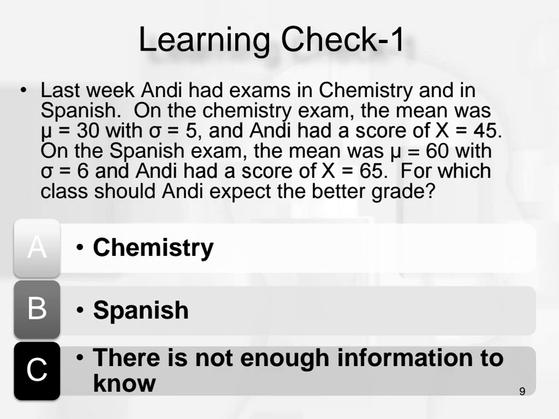All right, now for our learning check, we're going to go ahead and try this problem. And I'm going to give you a couple minutes to solve this. So last week, Andy had exams in chemistry and in Spanish. On the chemistry exam, the mean was mu of 30 and the standard deviation was 5. And Andy had a score of 45. All right, so there you have 3 knowns, and the unknown you need to solve for is z. And then on the Spanish exam, the mean was 60 with a standard deviation of 6, and Andy had a score of 65. For which class should Andy expect the better grade?